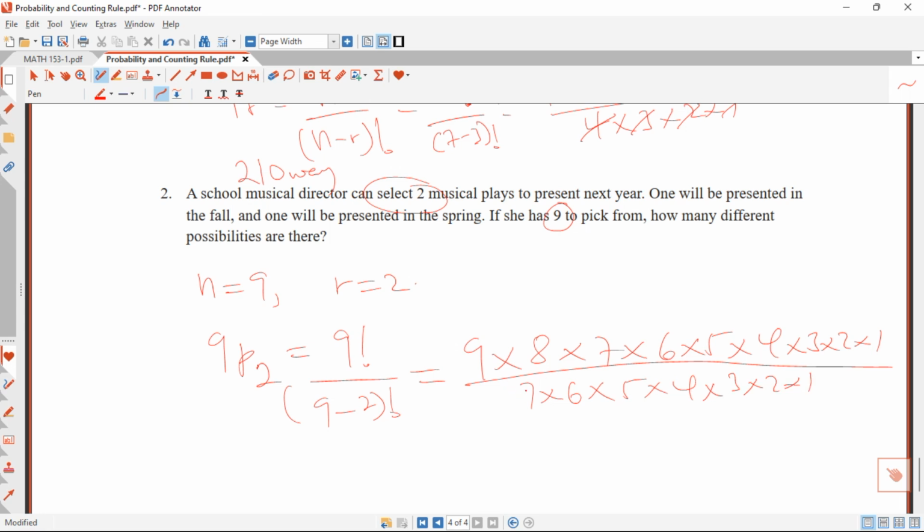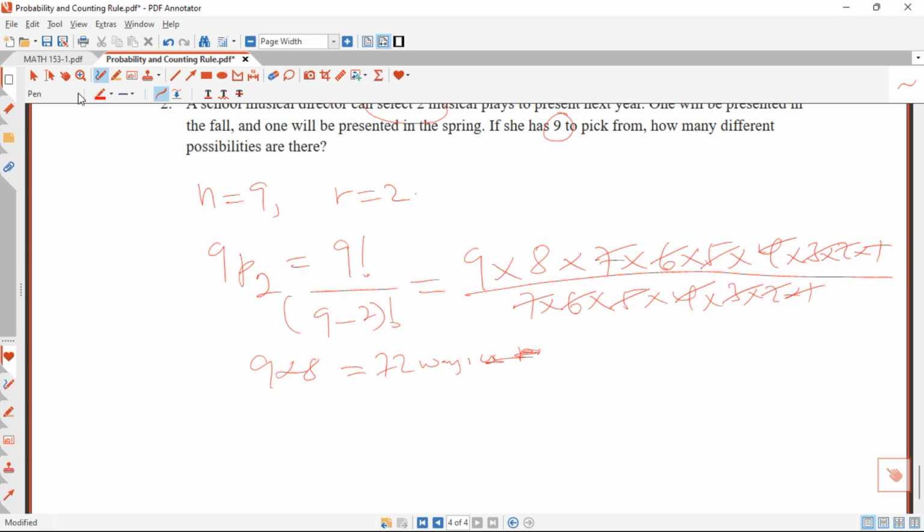Of which you can see clearly that 7 will cancel 7, 6 will cancel 6, 5 will cancel 5, 4 will cancel 4, 3 will cancel 3, 2 will cancel 2, and the 1 will cancel 1. We are left with 9 times 8, and we know that 9 times 8 is equal to 72. So you are getting 72 ways or possibilities, right? So let's use the ways. 72 ways.